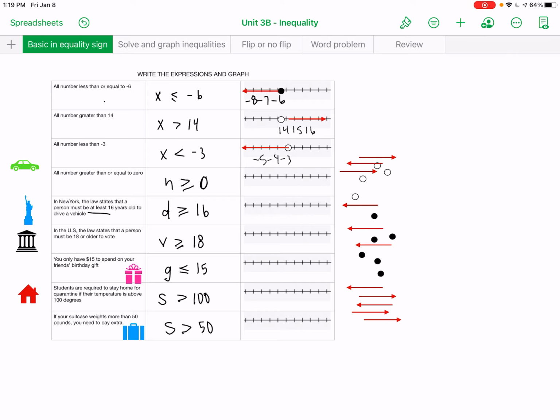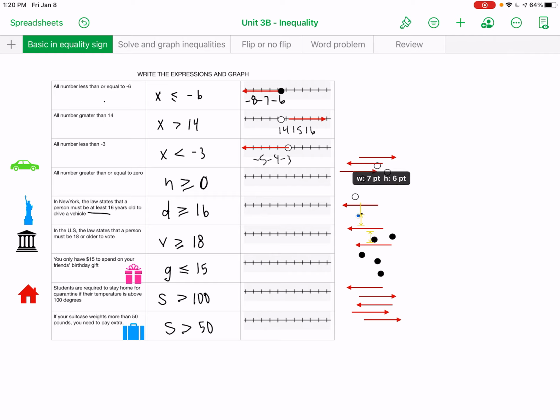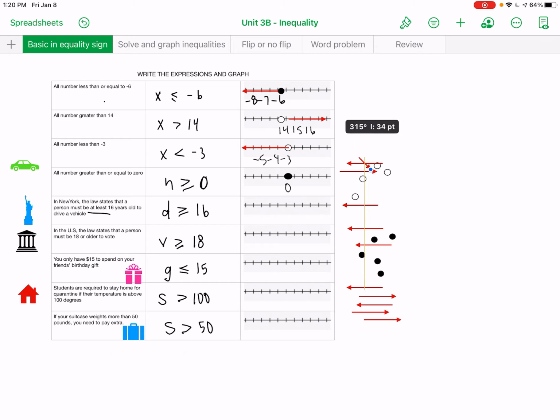N is greater than or equal to, so there we have a shaded in one, because if you take time to draw the line, you take time to shade it in. So it's going to be 0. And I'm going to put 0, and then it's pointing to the right, so I'm going to move my arrow to the right.